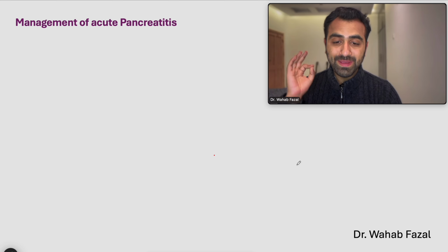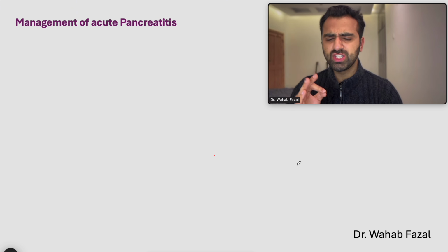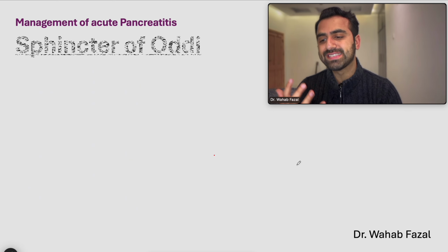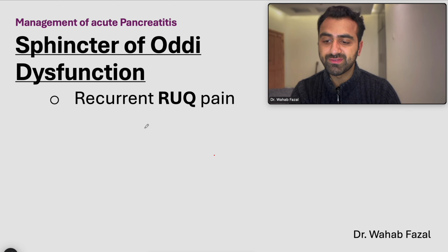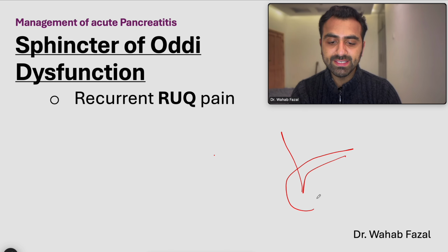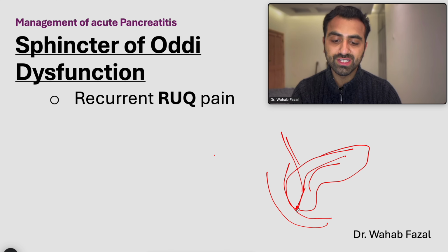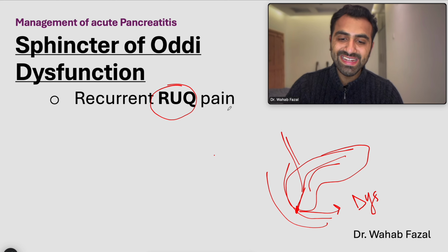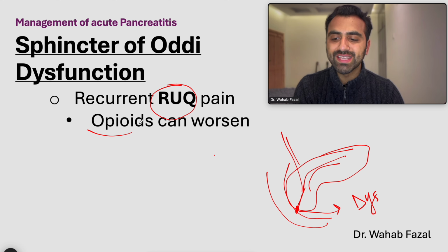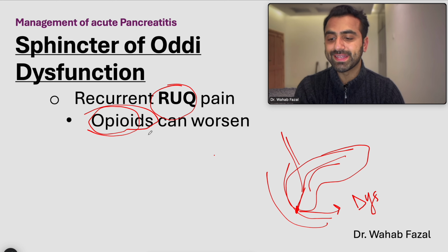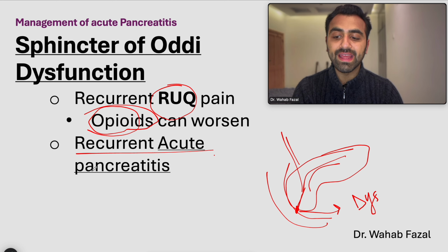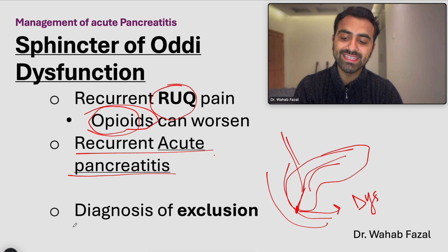Now I'll talk about something for the sake of completeness, very optional, not a super high yield thing to know, but for some reason examiners love this, which is sphincter of Oddi dysfunction. If this is the pancreas, this is the CBD, and this pancreatic duct opens into the duodenum, there is this muscle called the sphincter of Oddi. If you have dysfunctional contraction and relaxation, you might precipitate episodes of right upper quadrant pain, and opioids can worsen this pain. This again is an MCQ that examiners love for some reason, and then you might get episodes of recurrent acute pancreatitis.